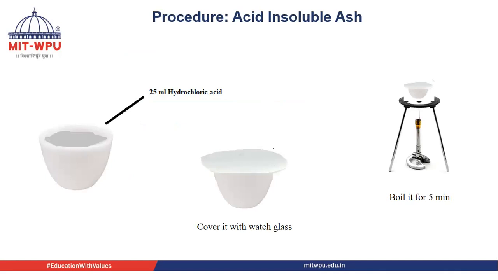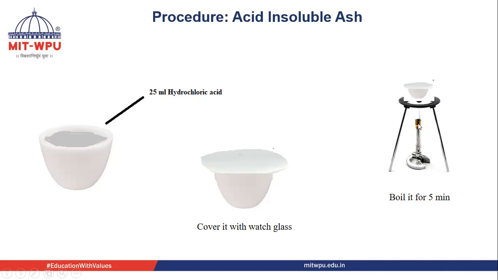So what we need for this, we need a silica crucible containing ash, and in this we will be adding 25 ml of hydrochloric acid. This is a dilute hydrochloric acid. So total ash is required for carrying out the acid insoluble ash. So we took a silica crucible in which we added 25 ml hydrochloric acid, and we cover it with the watch glass, and we boil it for 5 minutes on a tripod stand.